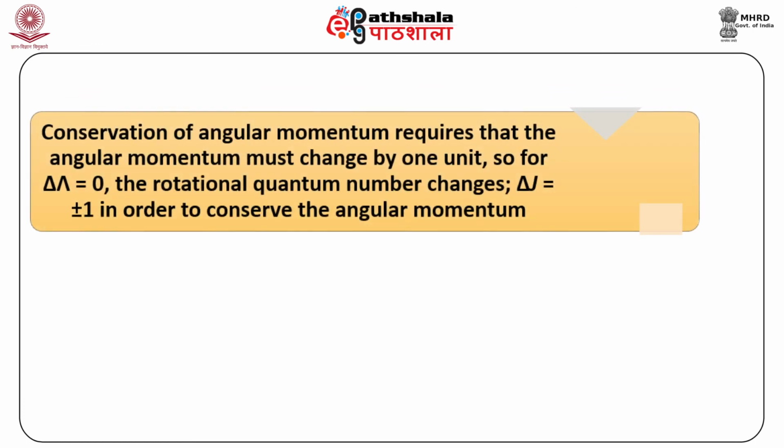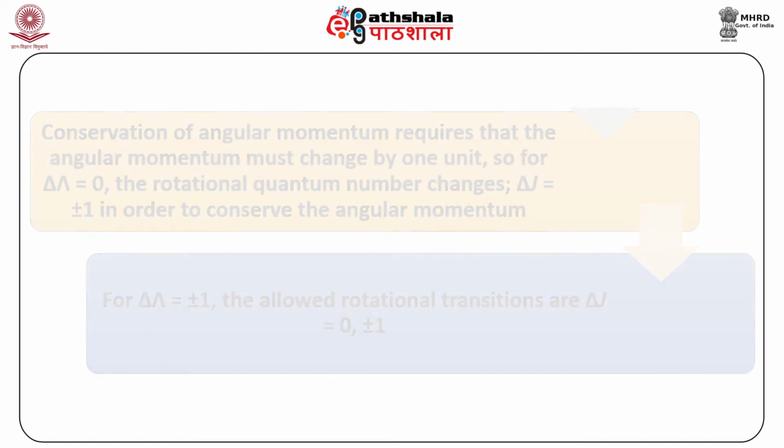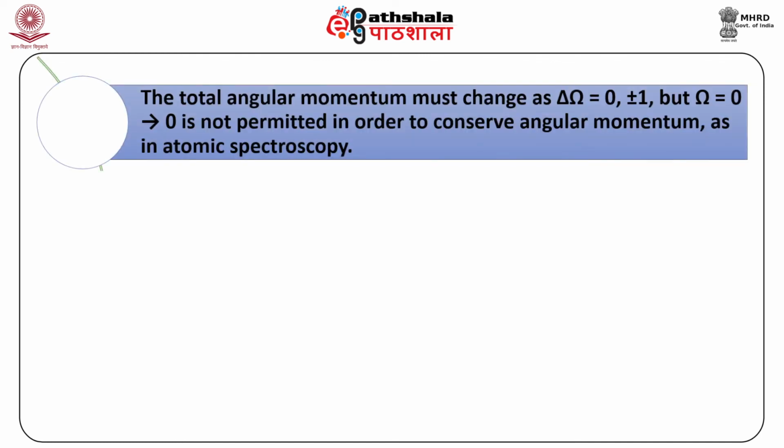Conservation of angular momentum requires that the angular momentum must change by 1 unit. So, for delta Λ is equal to 0, the rotational quantum number changes, that means delta J is equal to plus minus 1 in order to conserve the angular momentum. For delta Λ is equal to plus minus 1, the allowed rotational transitions are delta J is equal to 0 also becomes possible. So, they are delta J is equal to 0, plus minus 1. The third is the total angular momentum must change as delta Ω is equal to 0, plus minus 1, but Ω is equal to 0 to 0 transition is not permitted in order to conserve angular momentum as in atomic spectroscopy.